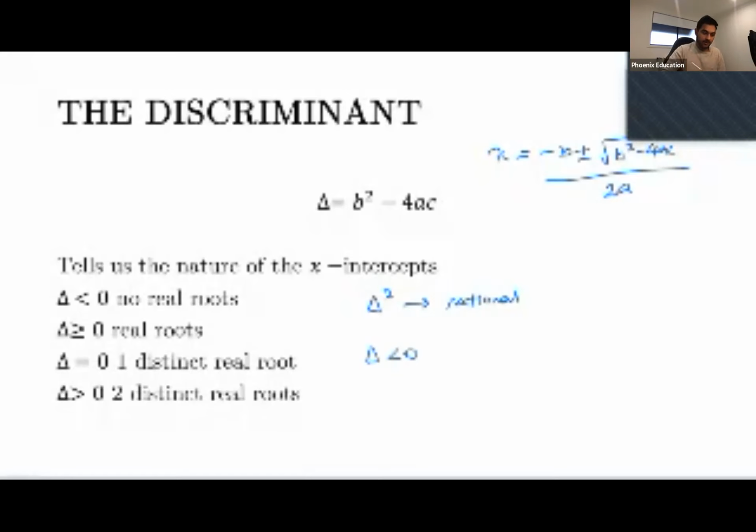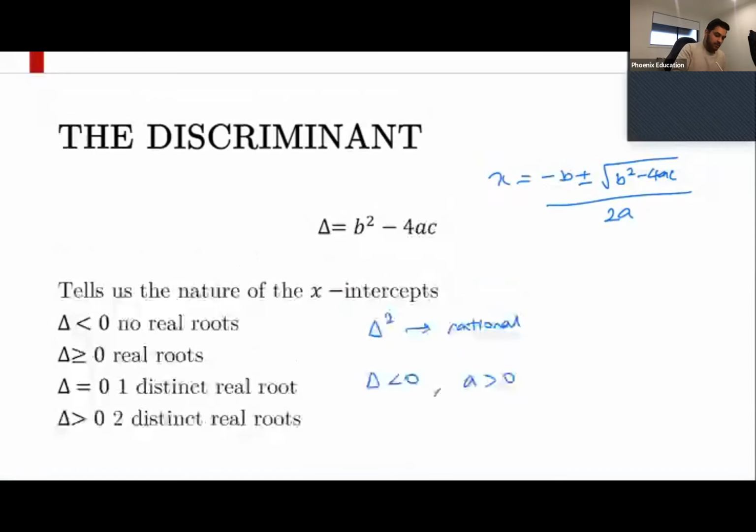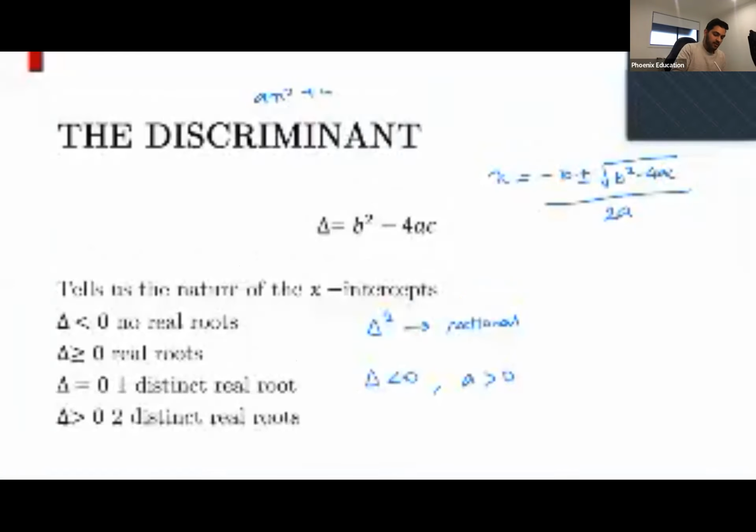One other thing is that if your discriminant is less than 0, so we have no real roots, think back to how the quadratic is structured: it's in the format of ax squared plus bx plus c is equal to 0. If your a value, or the coefficient of x squared, is greater than 0 and your discriminant is less than 0, then we have what we call a positive definite. It means your parabola always has positive y values.